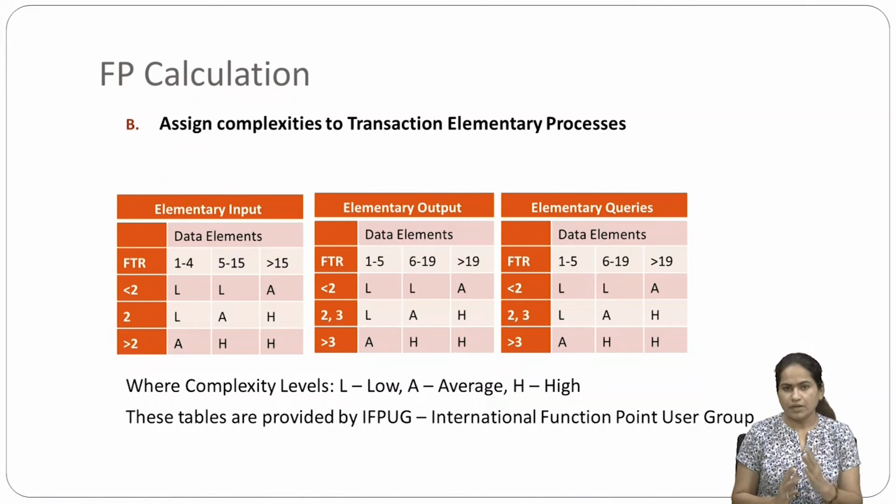After that, different tables are given to you to understand, if you have elementary input, elementary output, and elementary queries, how the complexities will be assigned to them. These are for EI, EO and EQ, right? The complexity levels are the same. L stands for low, A stands for average, and H stands for high. And these tables are provided by IFPUG, the International Function Point User Group.